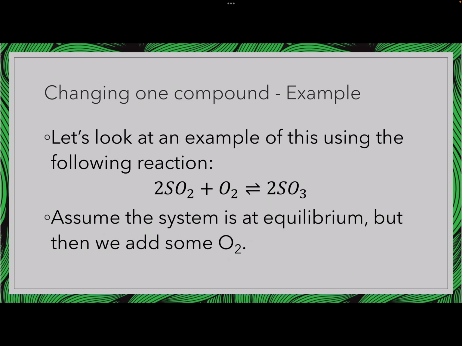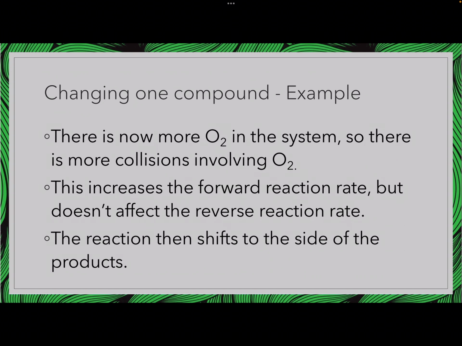So let's look at an example using this reaction. It's our good old sulfur dioxide and oxygen giving us sulfur trioxide. Assume that the system has already come to equilibrium. We have constant concentrations and equal forward and reverse rates. But we go and ruin it all by adding some oxygen. So when we add some oxygen, what happens? Well, there's now more oxygen in the system. If there's more oxygen, there are more collisions involving oxygen, which increases the forward reaction rate.